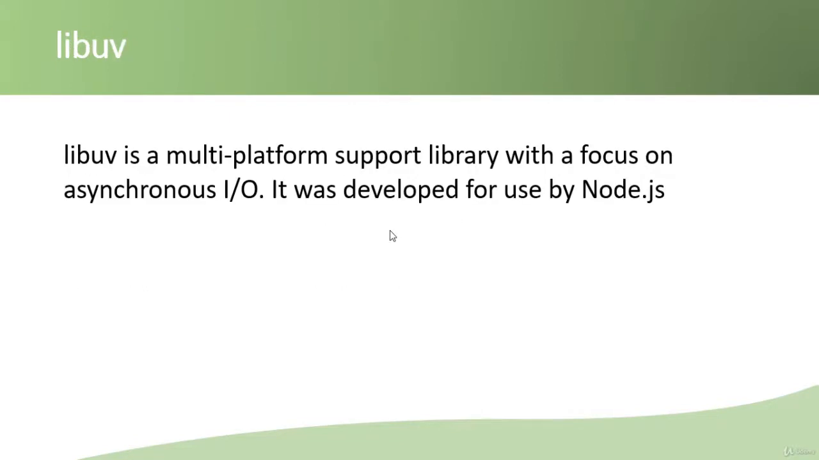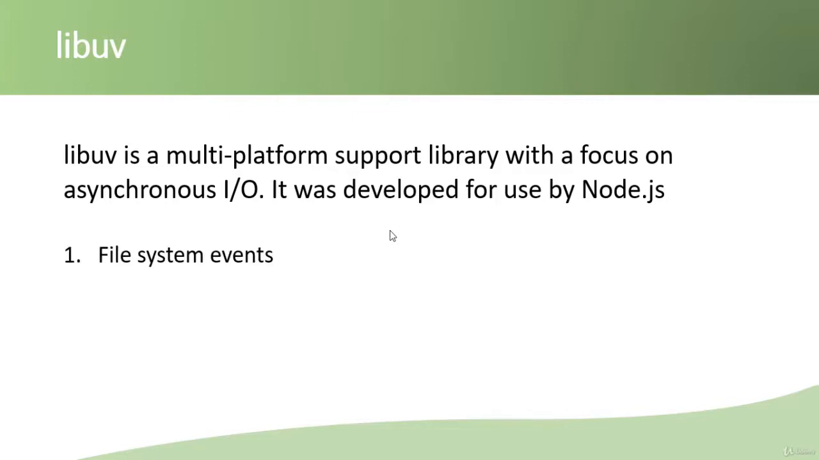First of all, libuv is a multi-platform support library which focuses on asynchronous I/O. It was developed for use by Node.js. Okay, so we know that Node.js also focuses on asynchronous I/O and libuv also focuses on this. So that's why it was developed for use by Node.js.